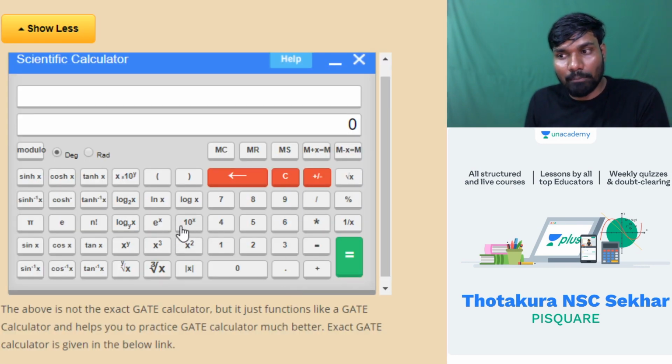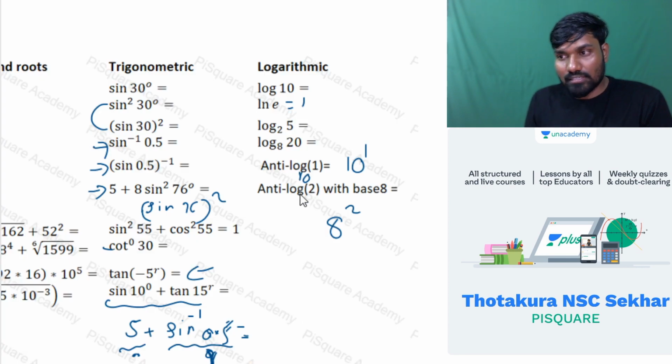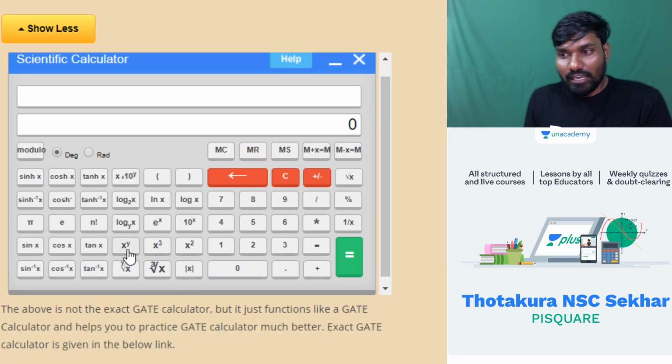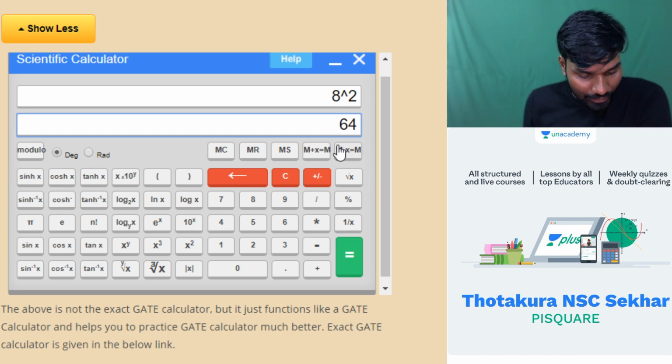I have here 10 power. This is the anti-log. Just beneath this log, we have anti-log. Okay, 1 I want, 1 anti-log. That's 10. Suppose I want to find anti-log 2 with the base 8, which means 8 power 2. X power y. X first, 8 first, then this, then 2. The answer is 64. That's how you will find out the anti-log.